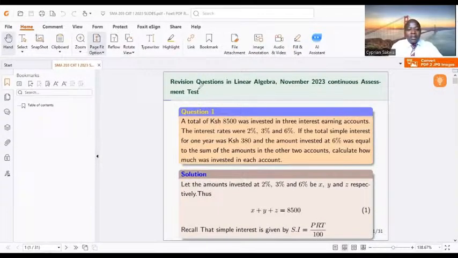Welcome to class. Today we look at relations in linear algebra. So we'll be going through some of the questions that I gave in my continuous assessment test of November 2023.